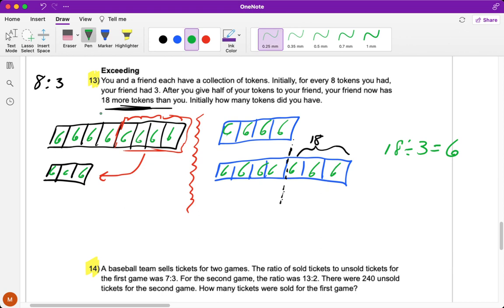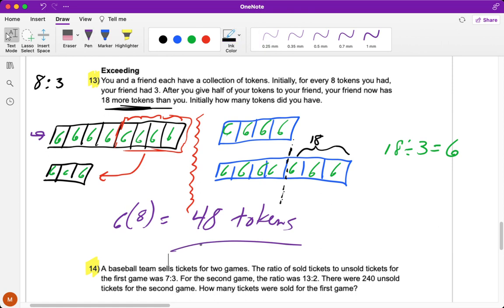So then from here, we can say, all right, because it asks how many tokens did you initially have? Well, each of these boxes represented 6, and 6 times 8 of those boxes equals 48. So we had 48 tokens to begin with.